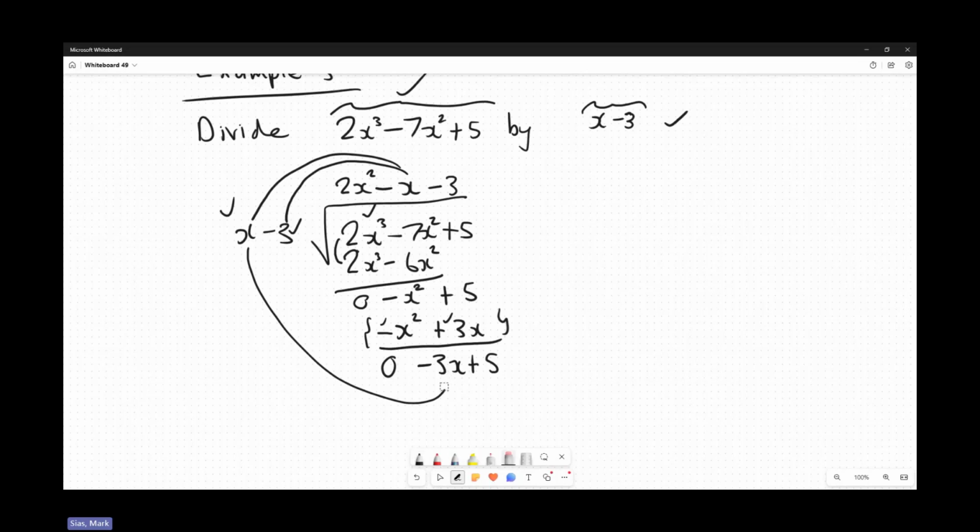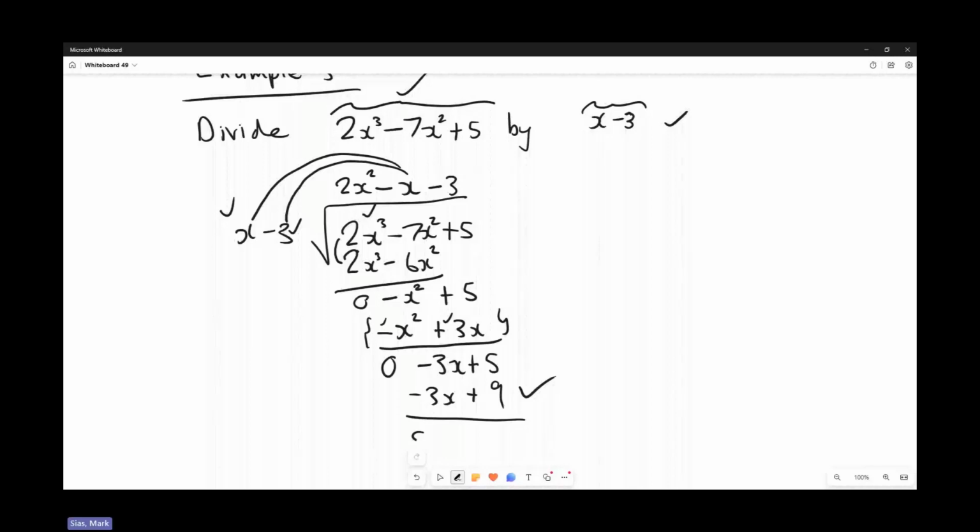And then I multiply. Check me with the multiplication, guys. I don't know why I'm failing this now. Okay, so x times minus 3x is minus 3x. That's right, right? And then a minus times a minus is a plus. Now I do the subtraction. There's a change of sign here. This is 0, and this is minus 4. That's my remainder. And basically that's that.